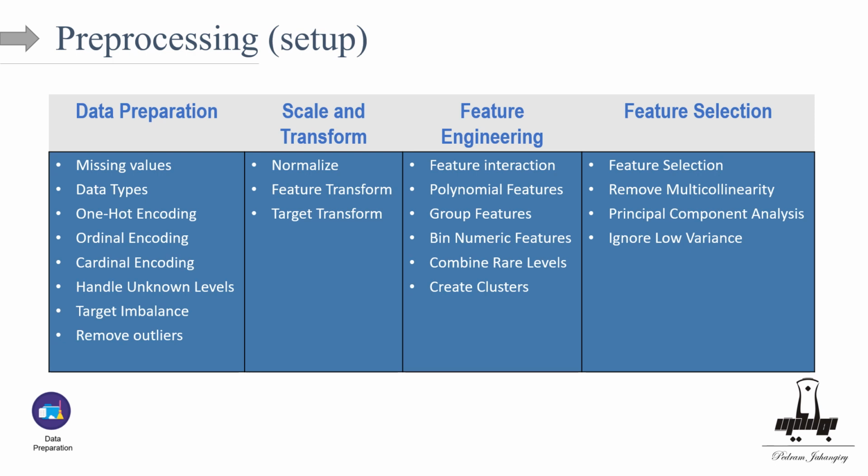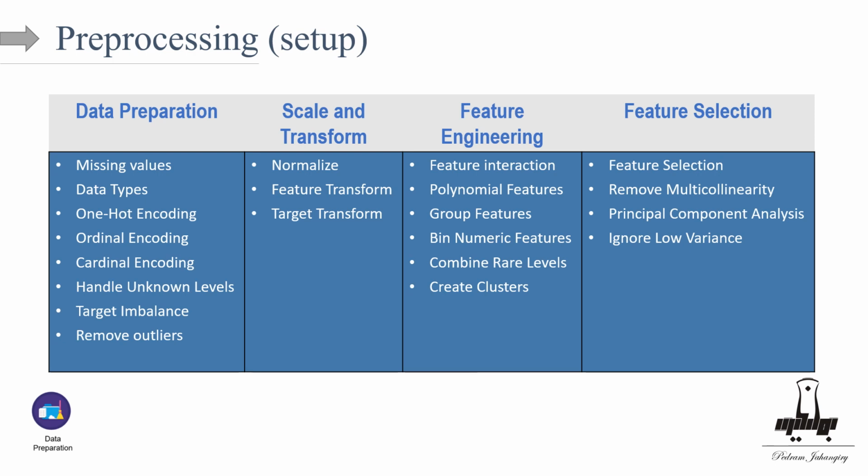You can handle missing values, you can play around with the data types. Of course, you can do one-hot encoding, ordinal encoding, you can handle the cardinality of the feature space variables. You can handle unknown levels, you can deal with target imbalance with different methods, for when the data set is imbalanced. Of course, you can think about how to remove outliers with different methods. So this is for the data preparation.